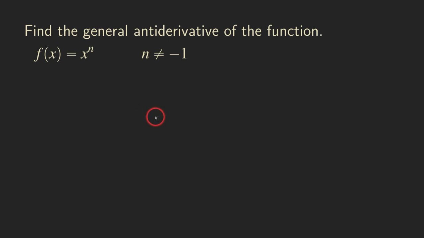Hello everyone. Today let's talk about finding the general antiderivative of the function x to the n. This is actually just a power function. There are two different cases when we're finding the antiderivative for this x to the n. One case is when n can be any real number except negative 1.